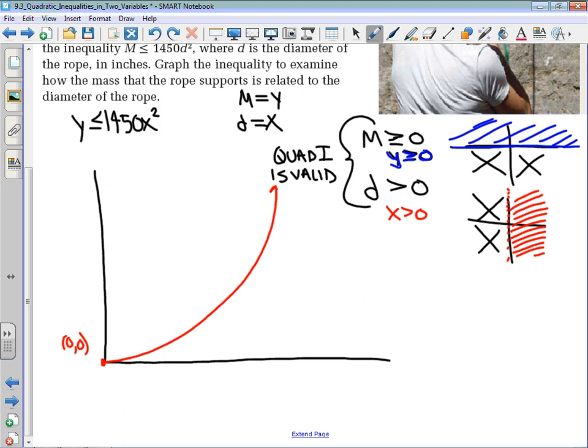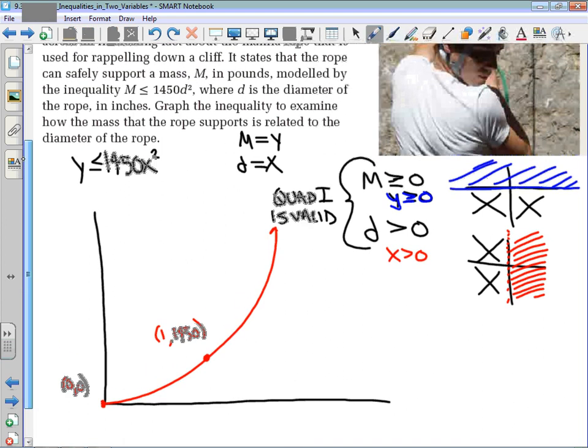If there is no rope, it can't support a human being. This point right here is going to be at 1, 1450. So if my rope has a diameter of 1 inch, it can hold 1,450. So I just lost the mass unit there. Just want to see what it is. It's in pounds. So imperial for today.